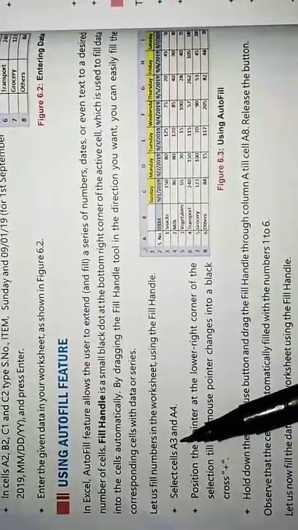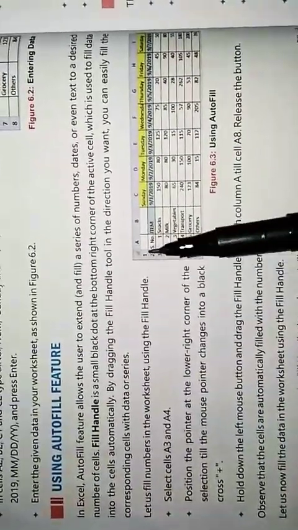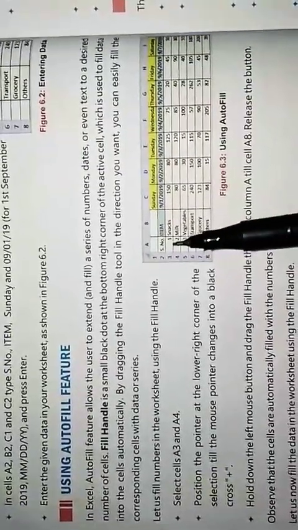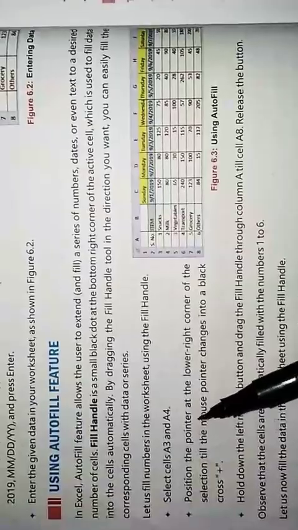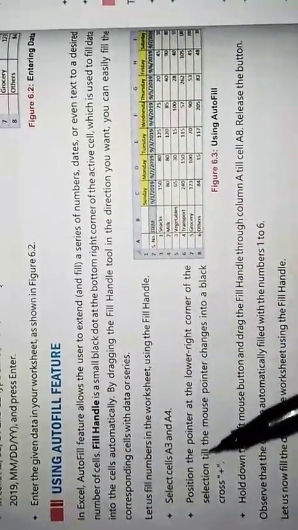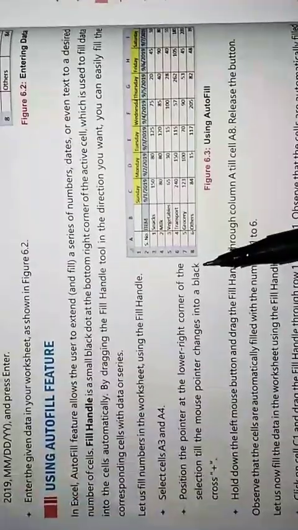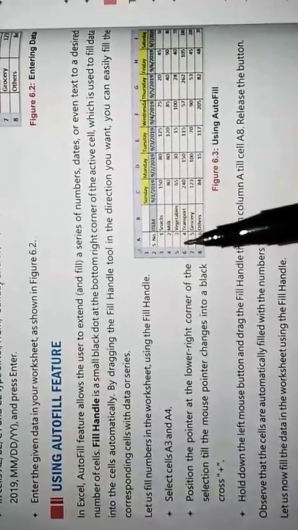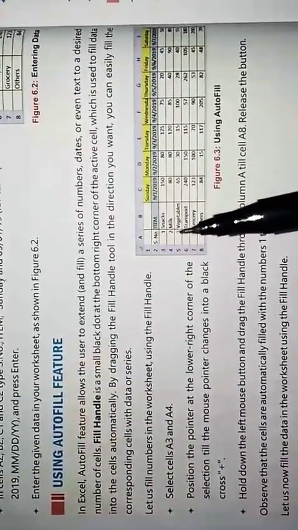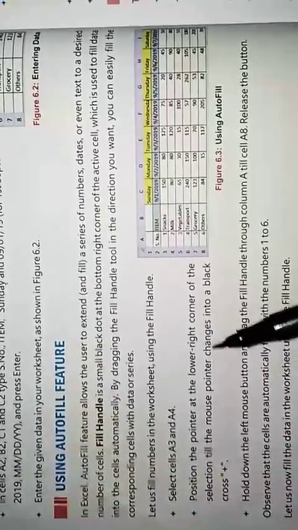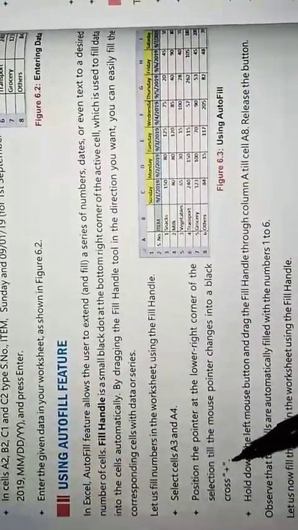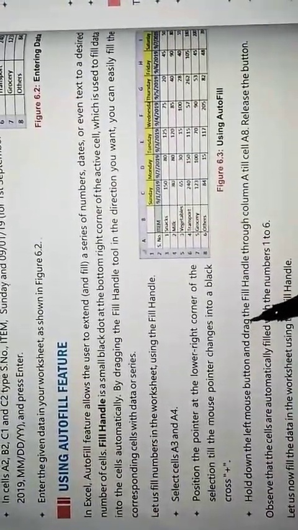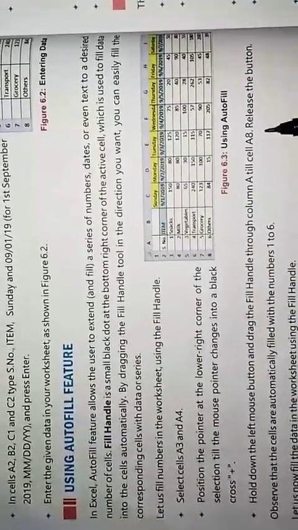Select cells A3 and A4. Position the pointer at the lower right corner of the selection until the mouse pointer changes into a black cross plus. Move your mouse over this and look, your mouse pointer will change into a black cross. Then hold down the left mouse button and drag the fill handle through column A till A8.